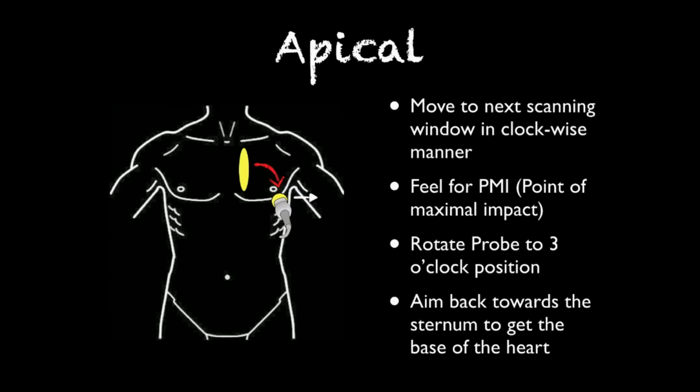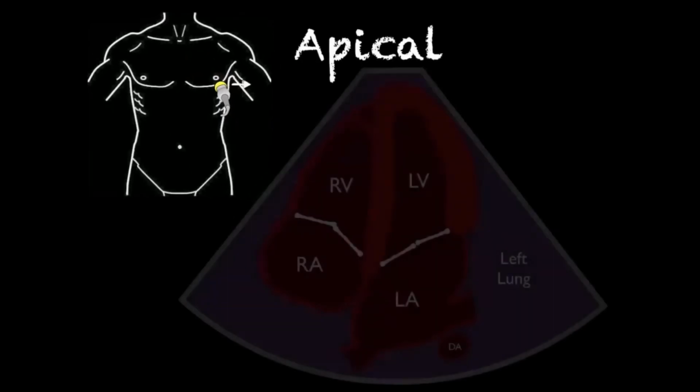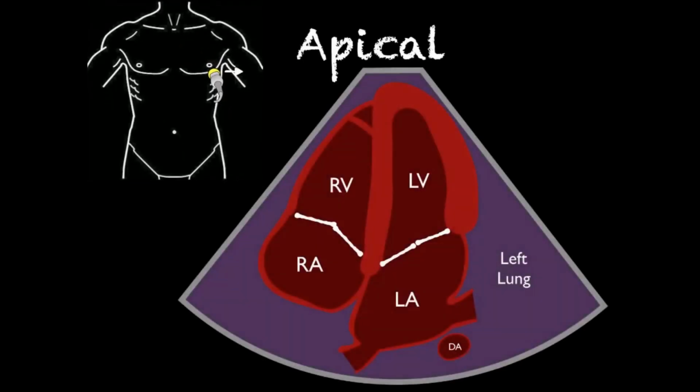You're going to rotate your probe marker to about the 3 o'clock position. Sometimes you'll have to rotate maybe 2 to 4 o'clock depending on the angle of the ribs and what the heart's looking like. But we're going to end up with a view somewhat like this, and it's an apical 4-chamber. There are some other apical views, but for basic cardiac ultrasound, I would recommend just doing apical 4 for now, until you get some experience.